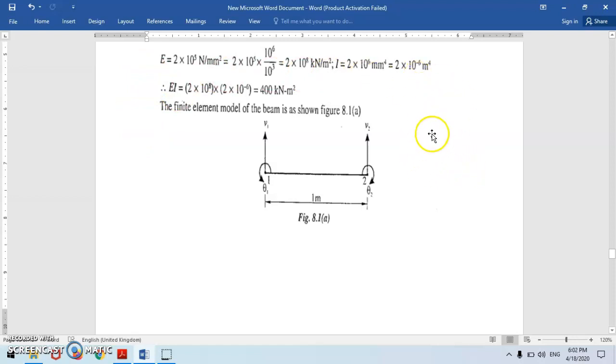If you see the solution, as we have seen in many FEM problems and all finite element method problems, the first step is to draw the finite element model of the beam. The finite element model of the beam is like this. This is the first node and second node, where there will be theta 1, v1 and v2, theta 2. The distance between these two nodes is 1 meter. So what we have done is we have written the finite element model. This is the first step in solving the problem.